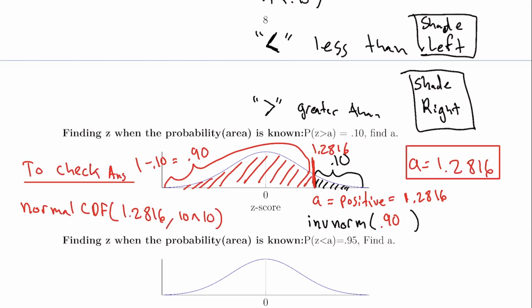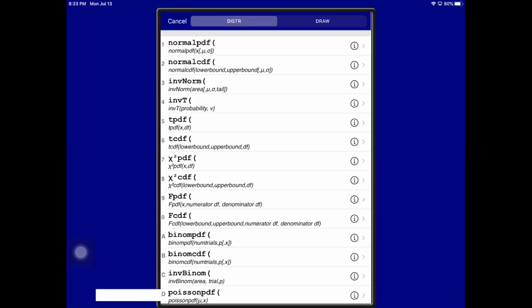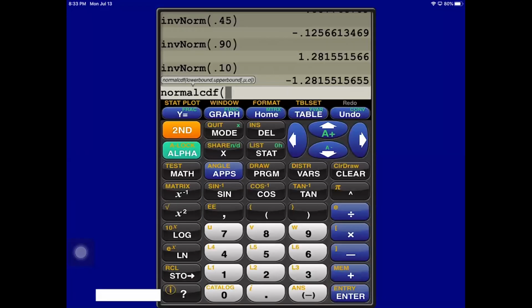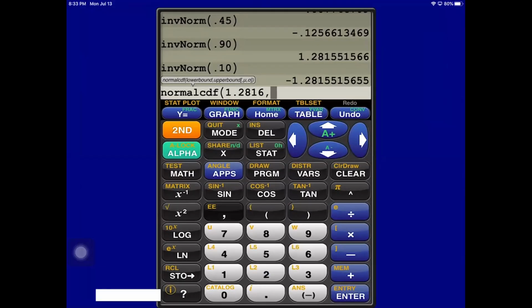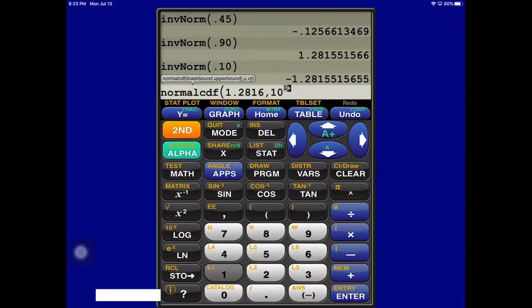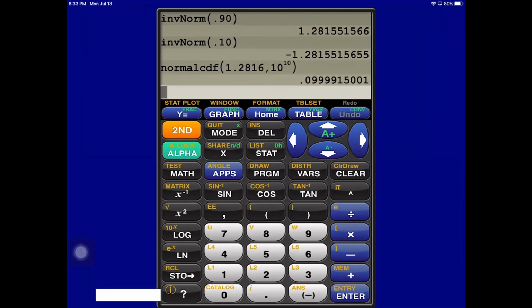And here, let me just double check that. Second bar, normal CDF, 1.2816, comma, 10 to the 10 power. And if you look at it, you get 0.09999. So it's telling us it's really, really close to 10%.